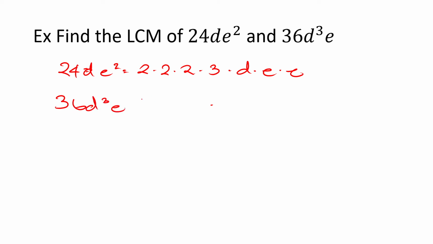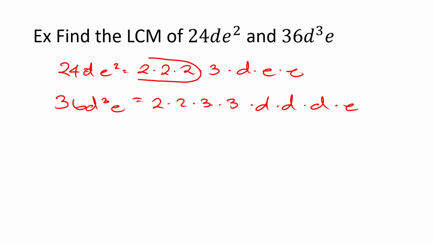(36d to the third e) is the same thing as 2 times 2 times 3 times 3 times d times d times d times e. Now look for whatever occurs the most. So for the first prime factorization, we have 3 2's, and the second one we only have 2 2's. So the most occurring 2's is going to be the 3 2's. So circle that or underline them, or take note of them however you want.